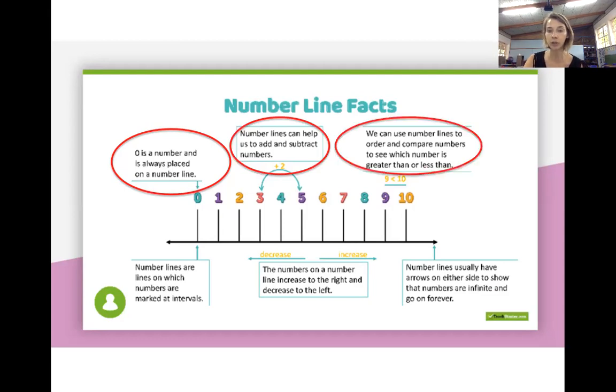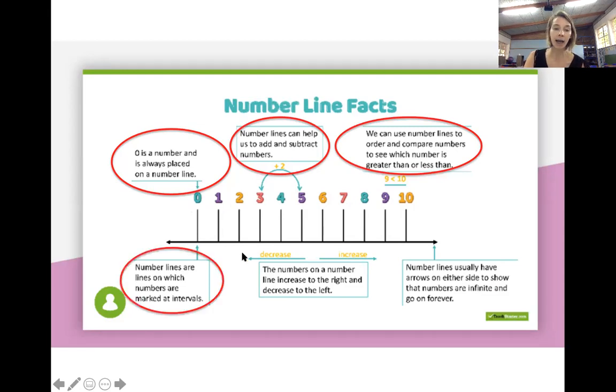We can also use number lines to order and compare numbers to see which one is greater than or less than. So if you have a look at the number 8, we can see that 9 and 10 are greater, bigger than 8, but all of these numbers from 7 down to 0 are less than because we are moving down.